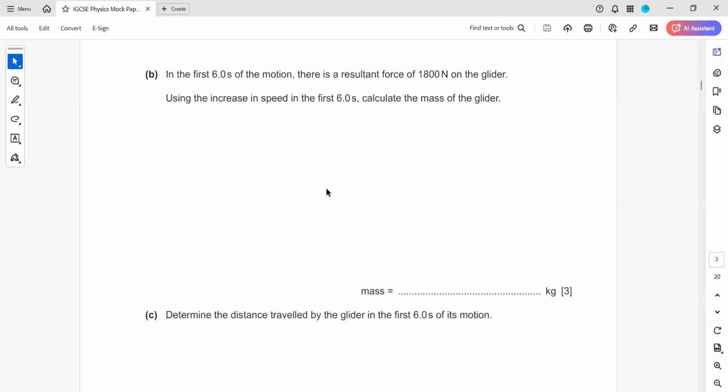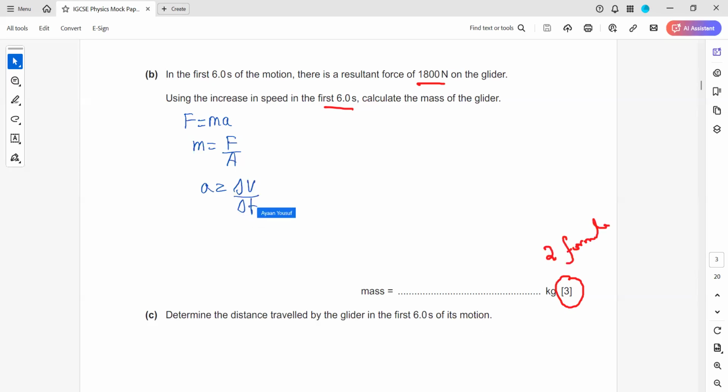In the first 6 seconds of motion, there is a resultant force on the glider. The resultant force is 1800 newtons on the glider. The speed increases for the first 6 seconds. Calculate the mass of the glider. Whenever you see a 3-mark question, what does this indication give? This indicates that there should be two formulas to solve that.